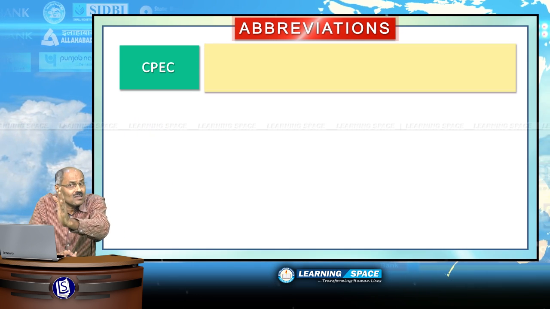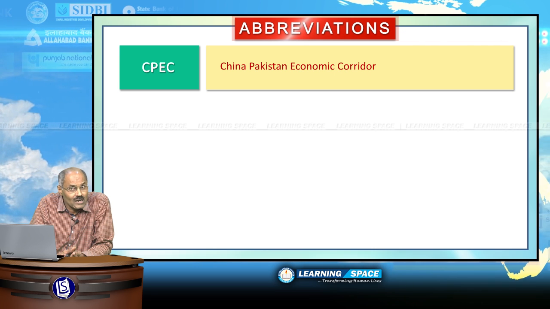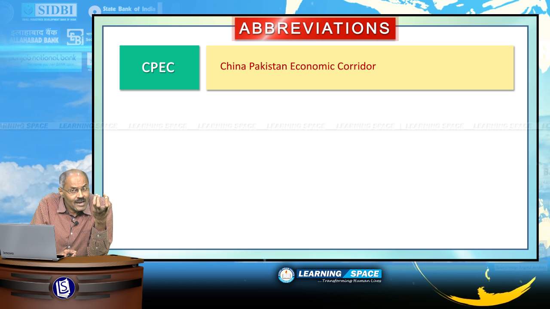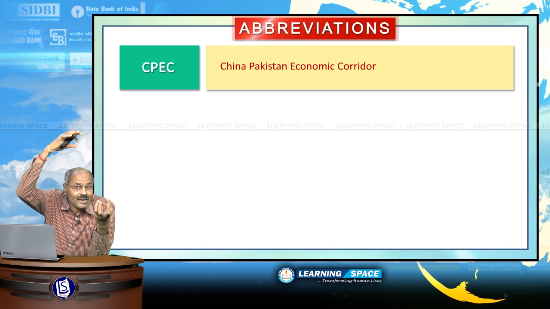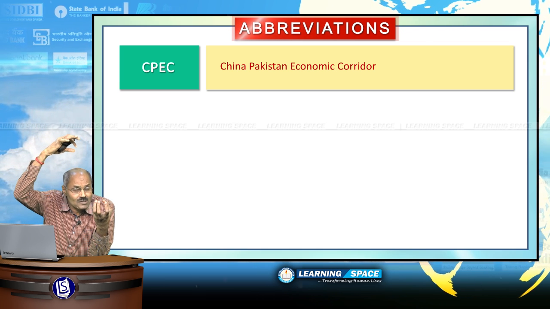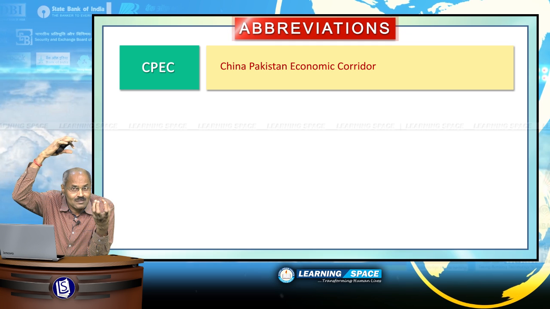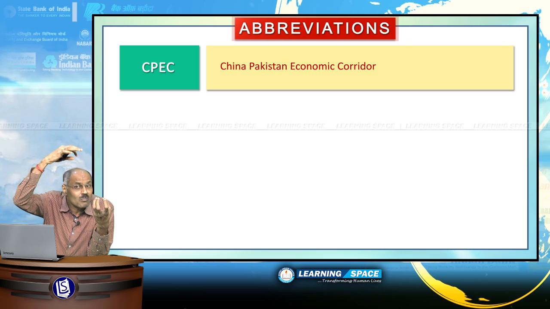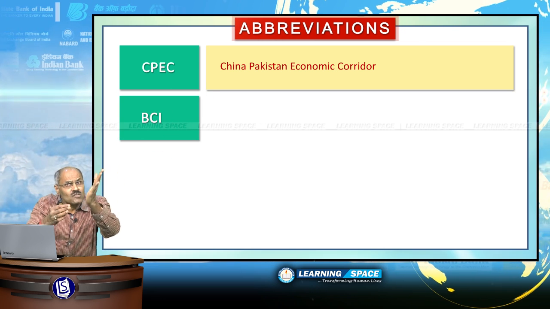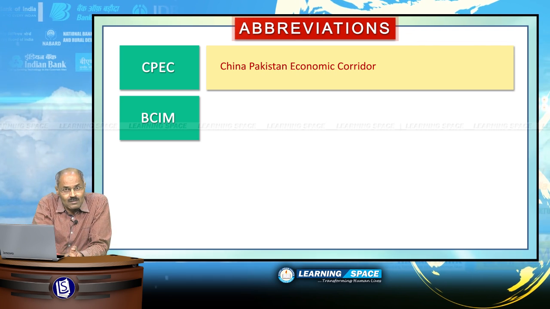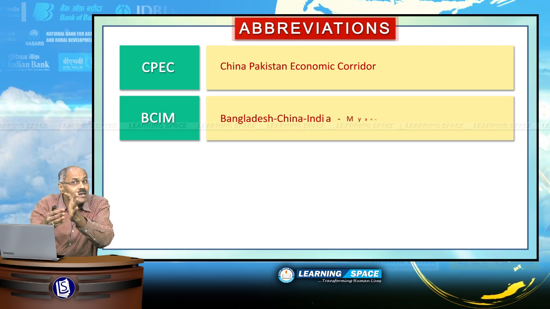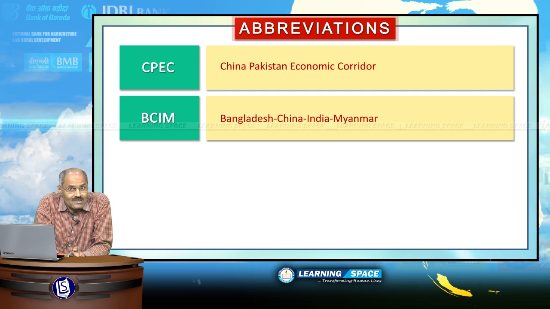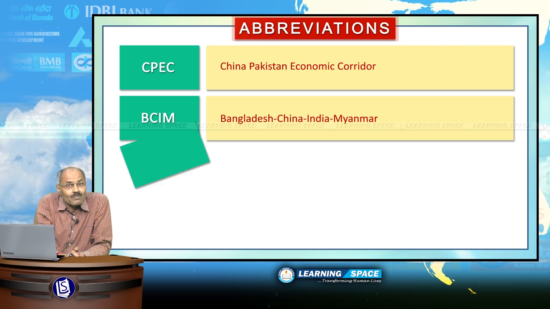CPEC is the China-Pakistan Economic Corridor. This China-Pakistan Economic Corridor connects Gwadar Port in the Arabian Sea with Kashgar in China. This passes through Pak-occupied Kashmir. Please don't forget, India objected to it. So CPEC is the China-Pakistan Economic Corridor. BCIM is the Bangladesh, China, India, Myanmar corridor, and this passes through 4 countries but not much headway.